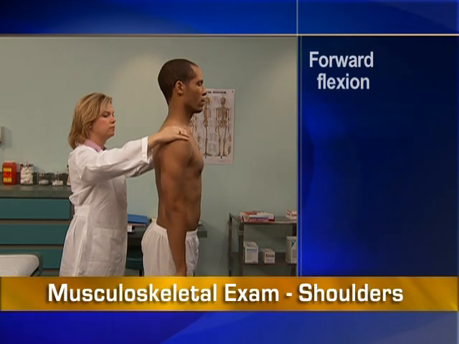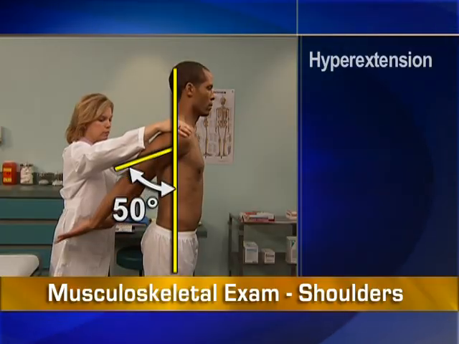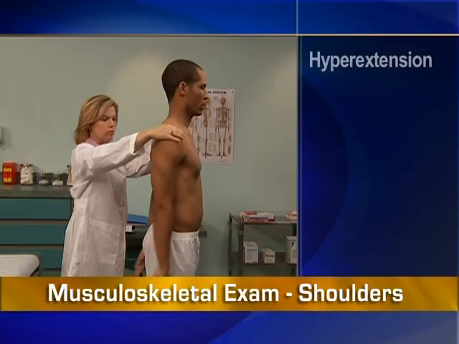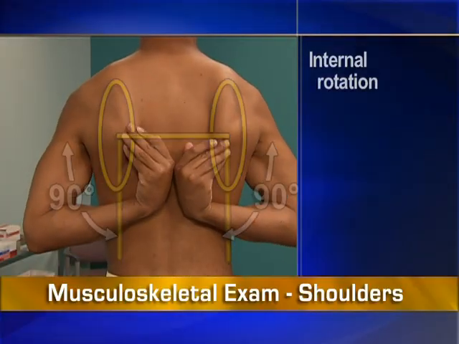During range of motion testing, you should see forward flexion of 180 degrees. Good. And take your arms behind you as far as they can go. Hyperextension up to 50 degrees. Good. Now I'd like you to take your arms, reach behind your back, and try and touch your shoulder blades with your hands. Internal rotation of 90 degrees.